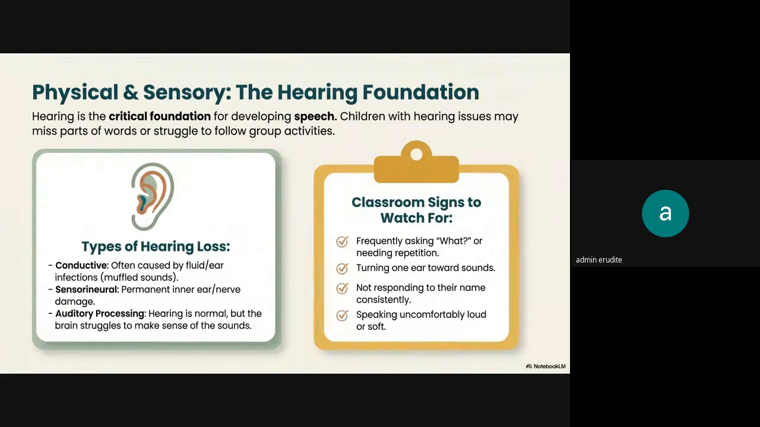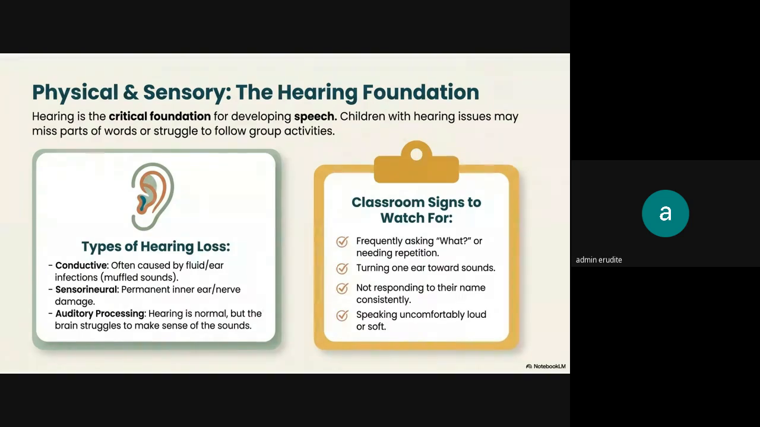Remember, hearing is the gateway to language. With hearing issues, the child might miss parts of words. So the types of hearing loss that we can get are conductive, that is caused by fluid or ear infection, and sensorineural hearing loss, that's permanent inner ear damage.